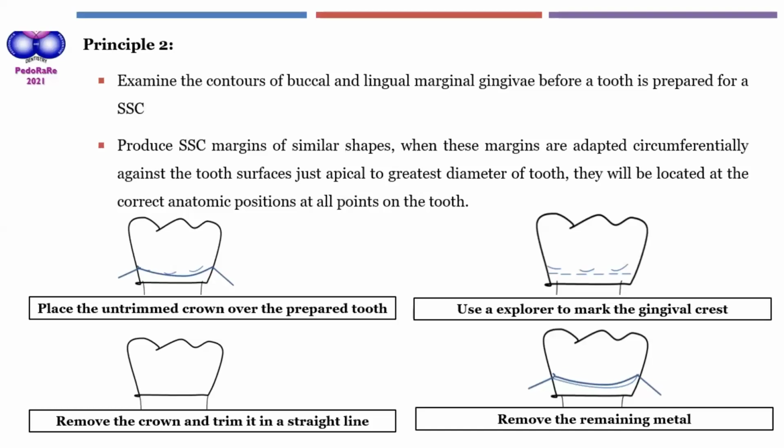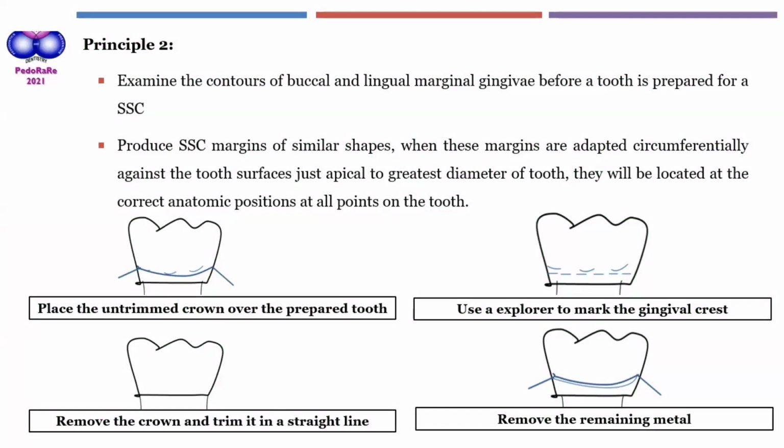The second: examine the contours of the buccal and lingual gingival margin before a tooth is prepared for the stainless steel crown. Produce SSC margins, that is stainless steel crown margins, of similar shapes. When these margins are adapted circumferentially against the tooth surface, just apical to the greatest diameter of the tooth, they will be located at the correct anatomic positions at all points on the tooth.